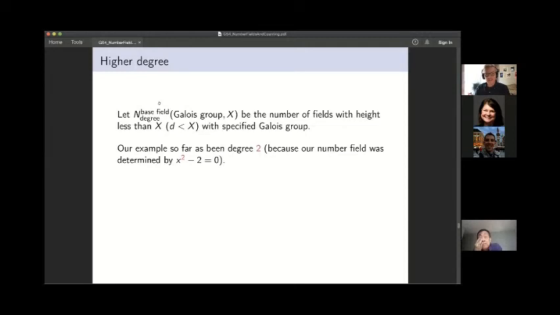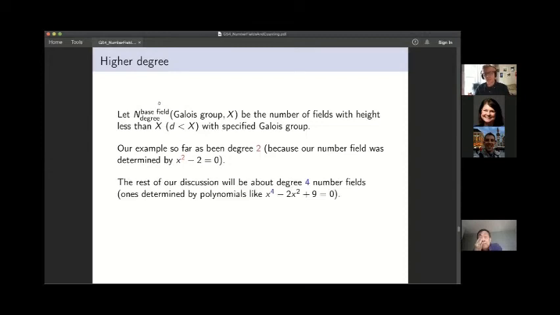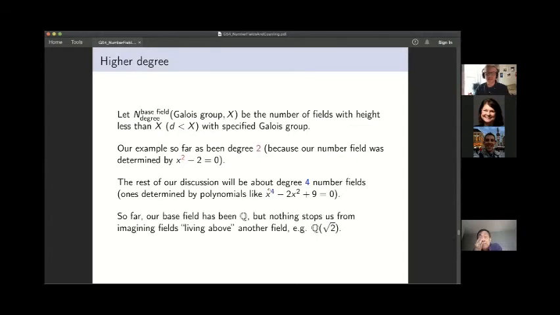And our example so far, namely Q adjoin the square root of 2, has been degree 2, just because the number field was determined by a quadratic equation, by x squared minus 2. For the rest of our discussion, we're going to talk about number fields of degree 4. The story is essentially the same for those. They're just a little bit more complicated to write down, but the idea is that they're number fields determined by polynomials like x to the 4th minus whatever, things that have a leading x to the 4th in them. But I promise the story is the same. It's just harder and more cumbersome to write down all the details.